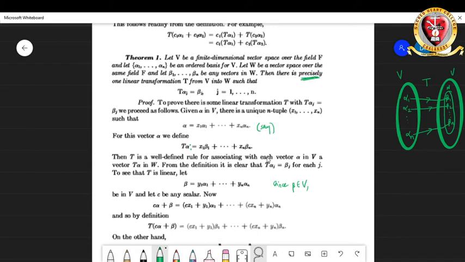Now we know that T of alpha 1 will be equal to beta 1, from the definition. Why? Because T of alpha 1 is equal to alpha 1.